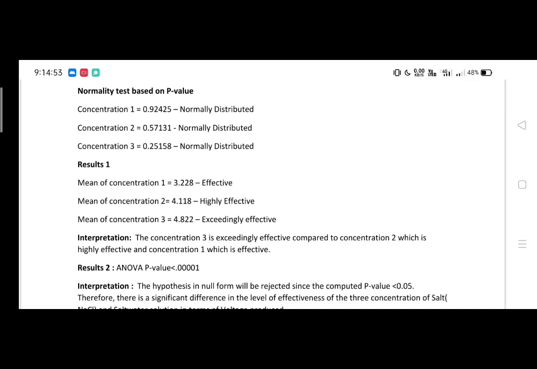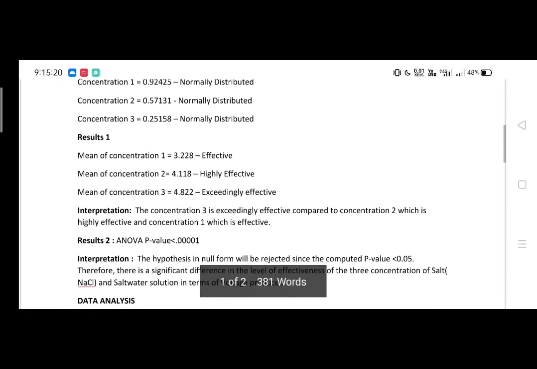For result number 1, the mean of concentration 1 is equal to 3.228, meaning it is effective. The mean of concentration 2 is 4.118, meaning it is highly effective. The mean of concentration 3 is equal to 4.822, which means it is exceedingly effective. Concentration 3 is exceedingly effective compared to concentration 2, which is highly effective, and concentration 1, which is effective.